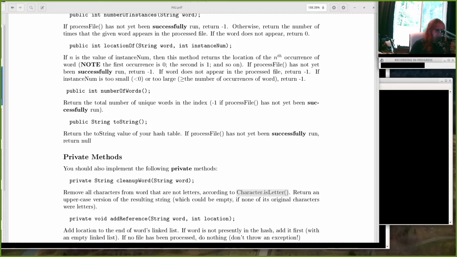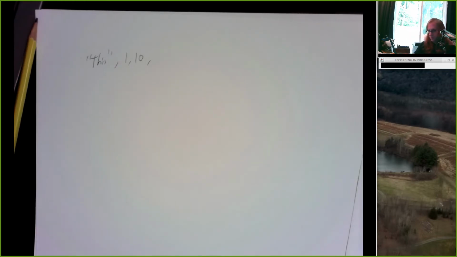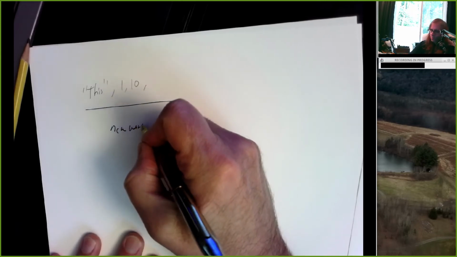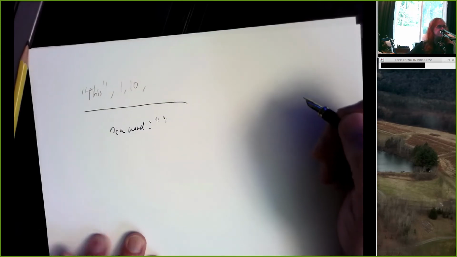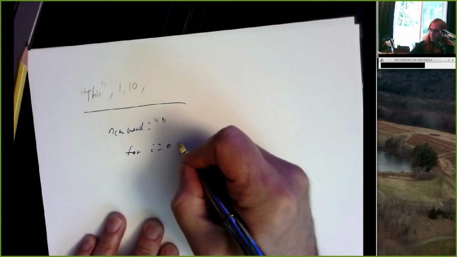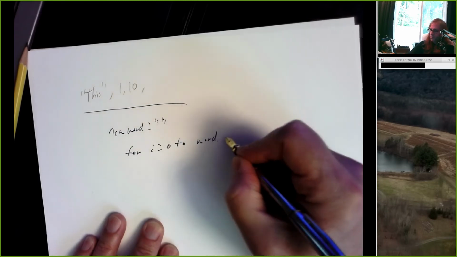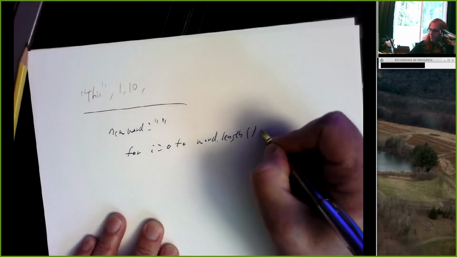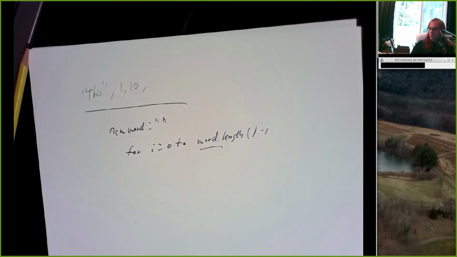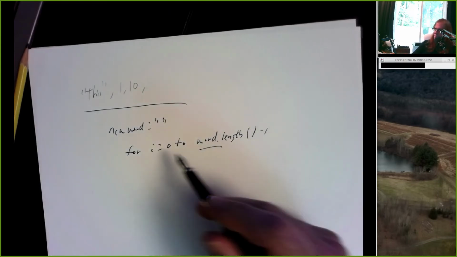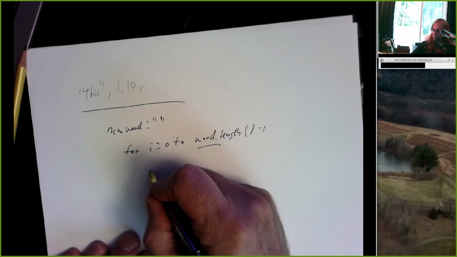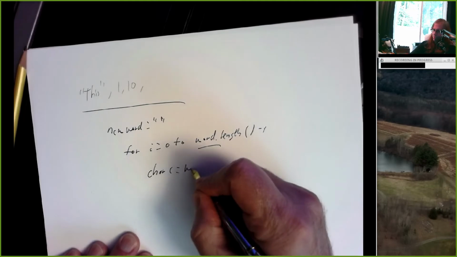So how do we do this? Initialize a new word to be just an empty string. Iterate over each character. I'm assuming we're converting word. We're cleaning up word. So iterate over each character in here. So go from 0 up to word.length minus 1. And you can say character C equals word.